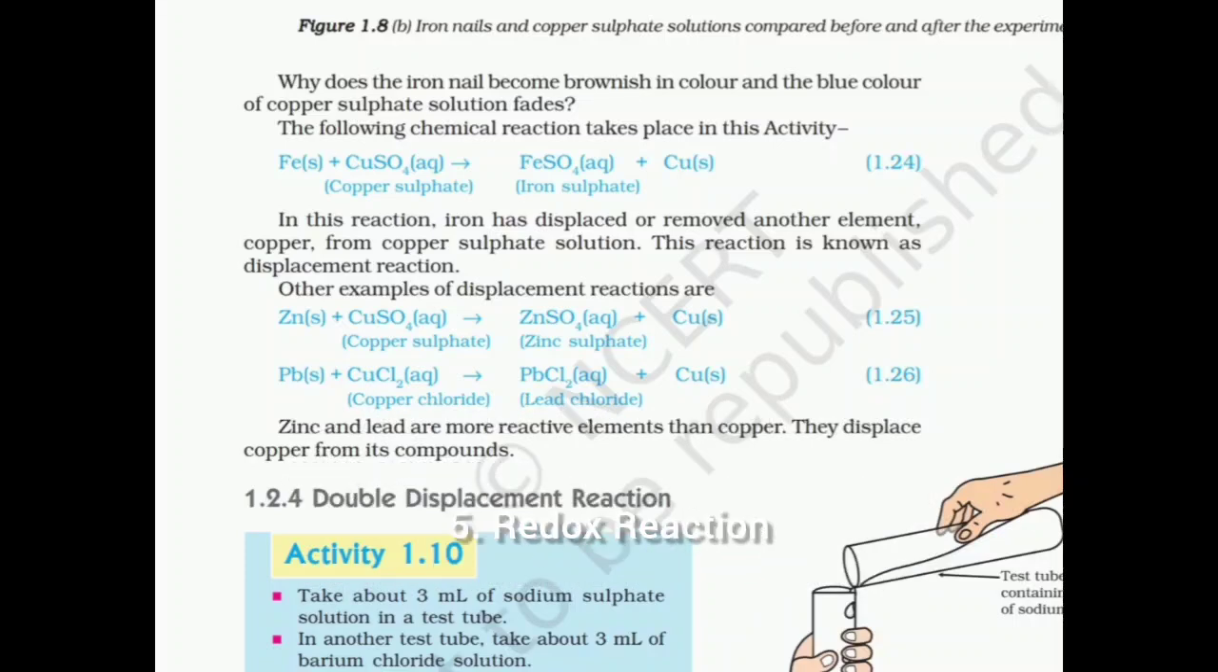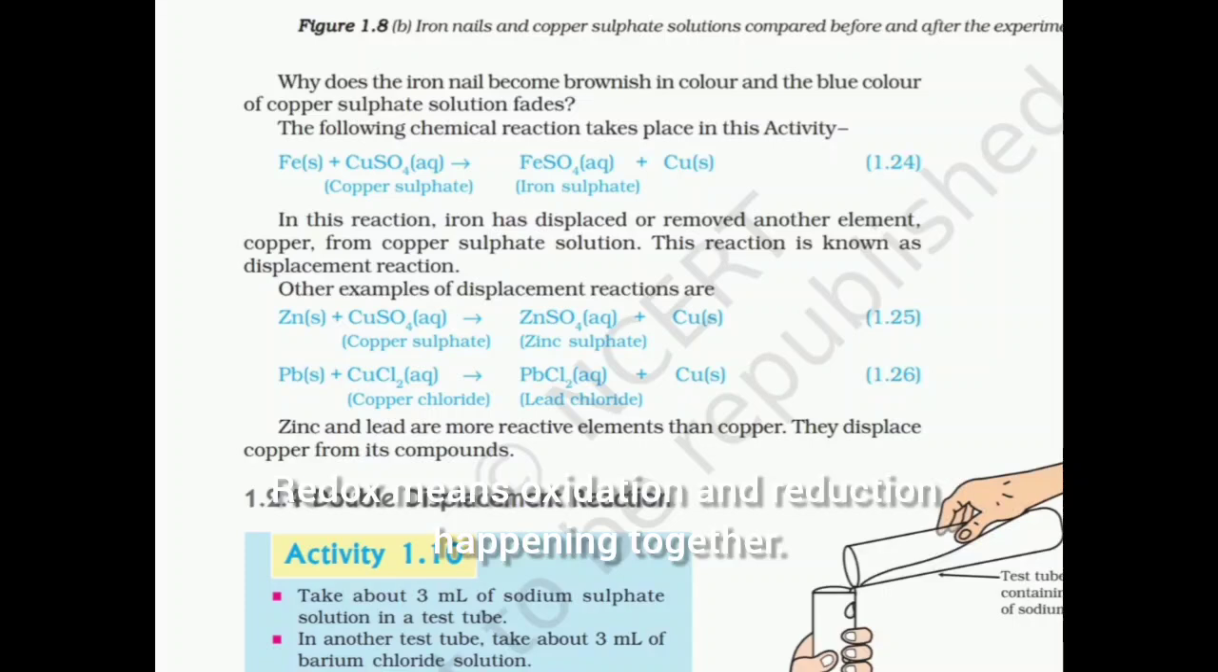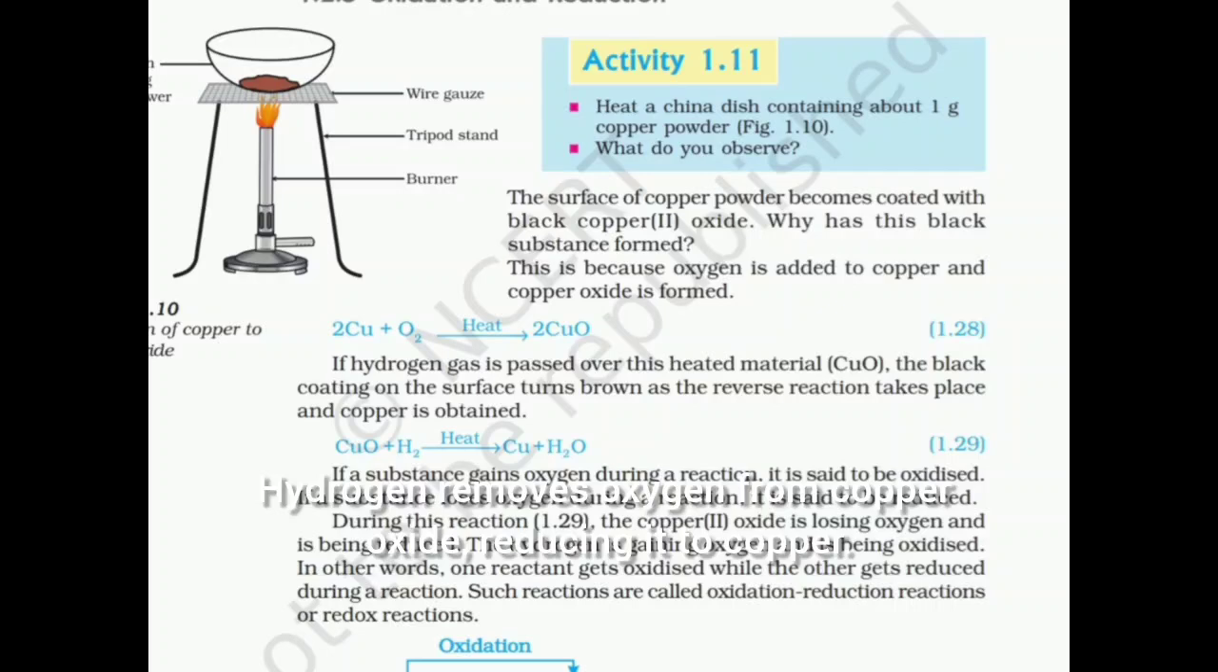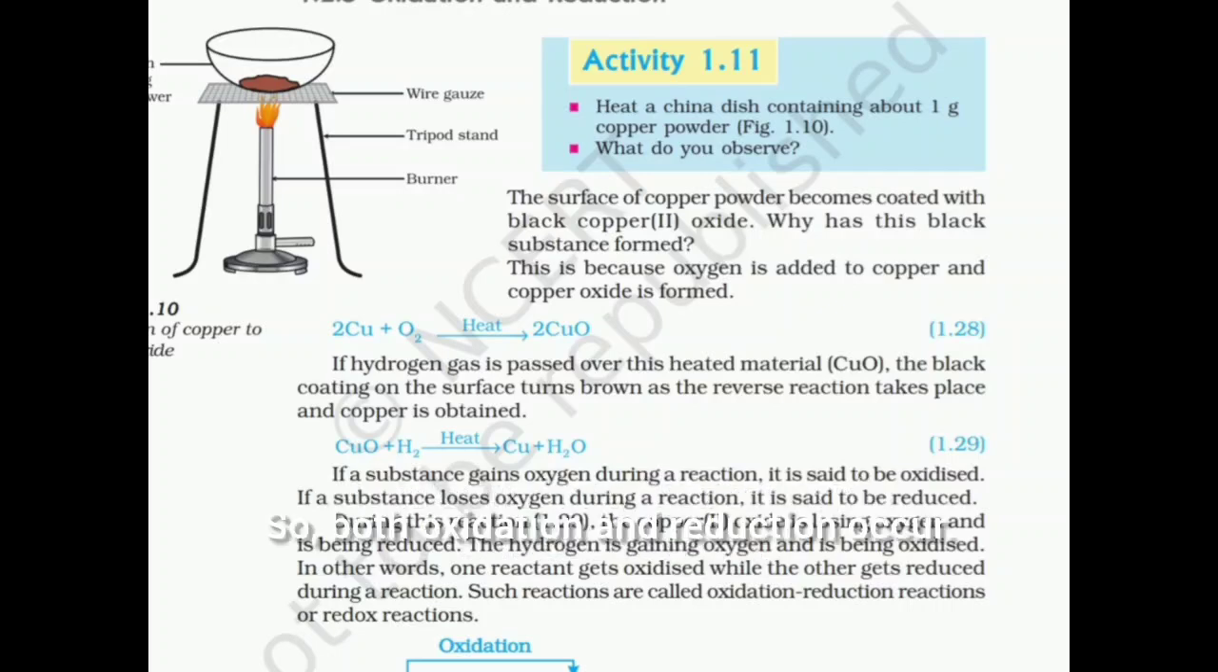5. Redox reaction. Redox means oxidation and reduction happening together. Oxidation is the gain of oxygen or the loss of hydrogen. Reduction is the loss of oxygen or the gain of hydrogen. Example: hydrogen removes oxygen from copper oxide, reducing it to copper. At the same time, hydrogen gets oxidized to water. So, both oxidation and reduction occur.